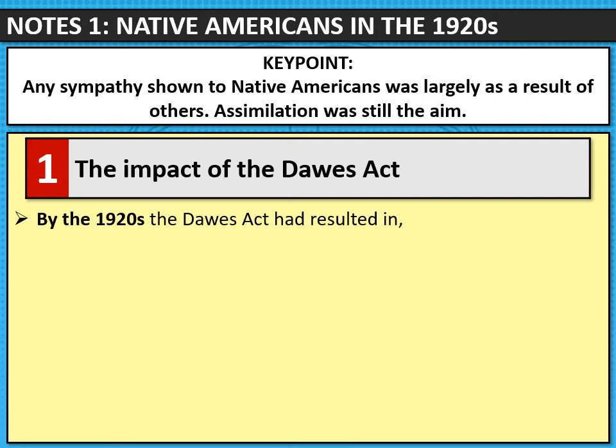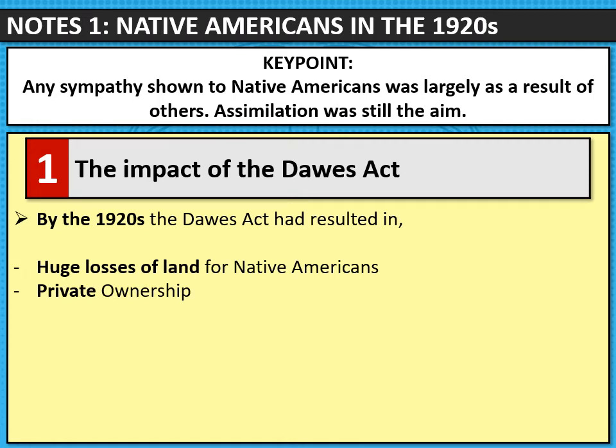As we know, by the 1920s, the Dawes Act has really started to embed allotment policy linked to its citizenship to the Native American community. The Dawes Act has resulted firstly in huge losses of land for Native Americans. It's introduced the concept of private ownership rather than communal or collective ownership. And most significantly, it meant that by the 1920s, approximately 2/3 of the Native American population had US citizenship.